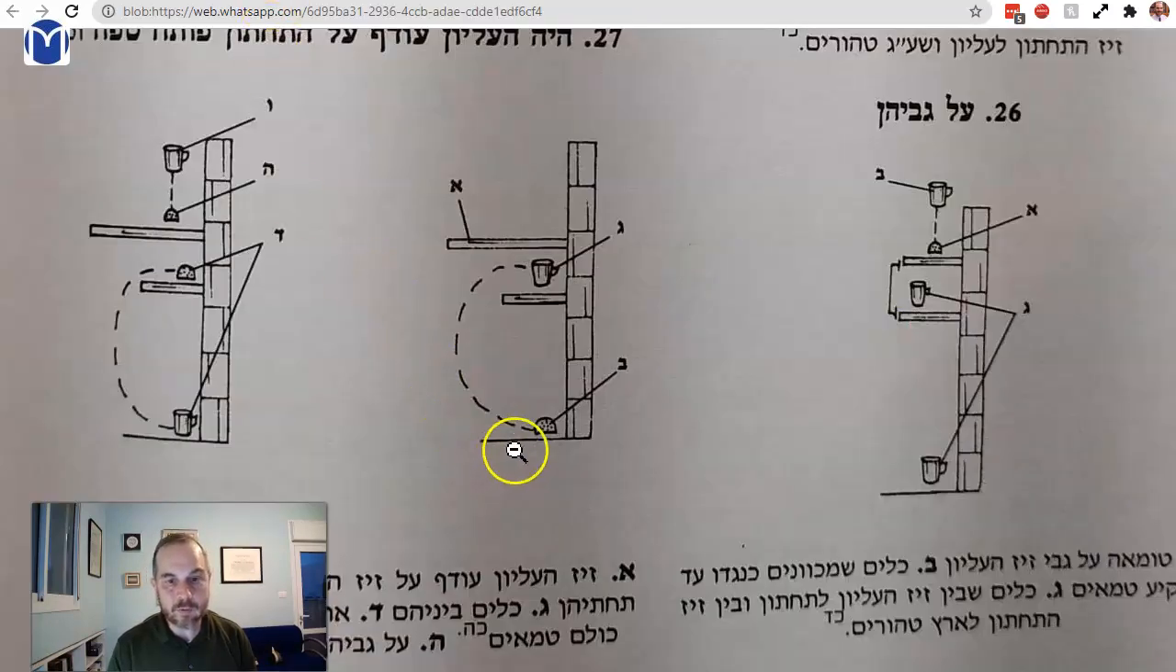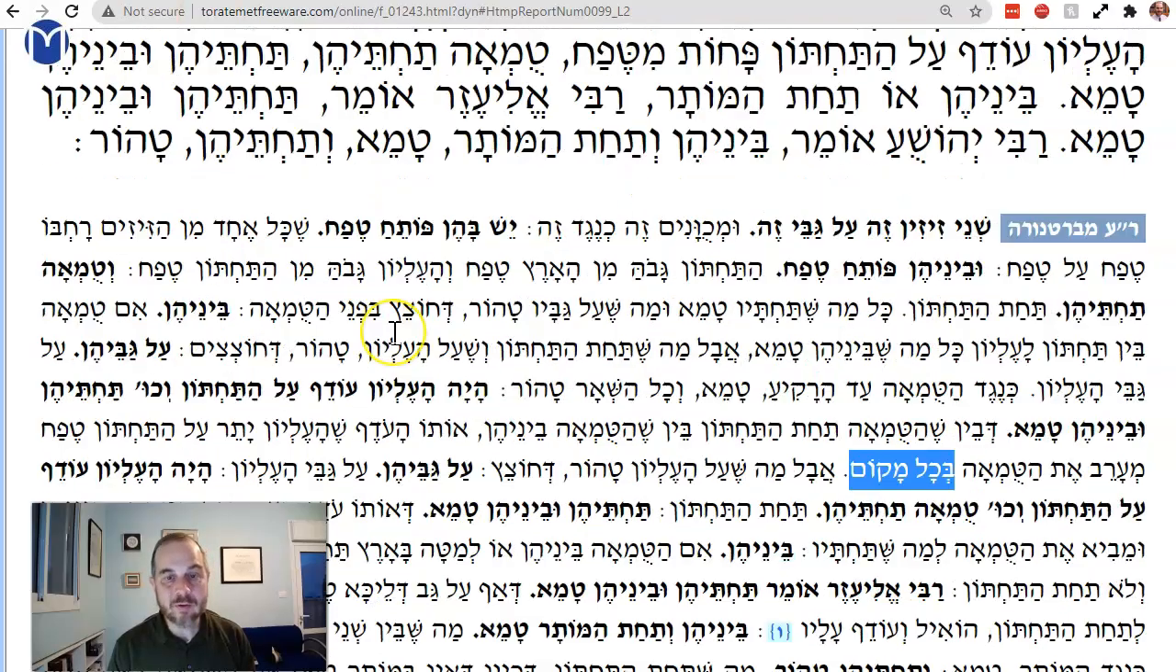So it seems like the Bartenura says, whether the tumah is here or whether the tumah is here, all of this is tameh. But anything above only goes up, so what would be above here is tahor. Meaning, if this tumah is not here, this whole thing would be tahor. But the Bartenura, let's go to the next case.